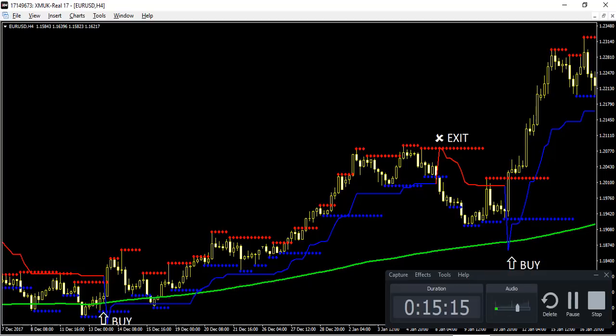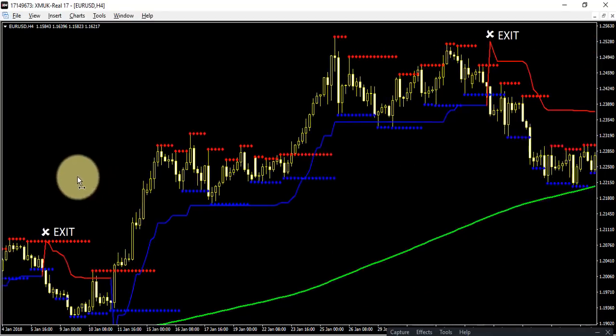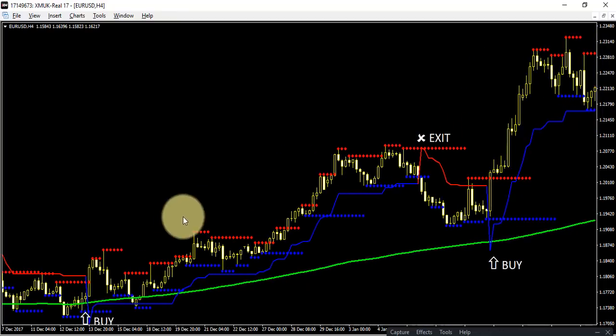Okay, so this is our live chart. Let's look at this chart. Let's say we start from here. As you know, this is a buy position because we're above the 200 moving average, and the super trend is also blue. We enter a long position from here. We set our stop loss 100 pips below and we trail our position. We exit here.